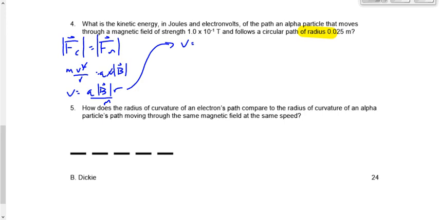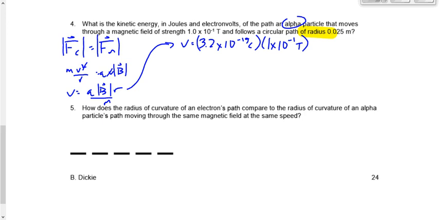So Q, this is an alpha particle. Be careful there. The charge of an alpha particle is 3.2 times 10 to the negative 19. Good. Another common mistake is getting in the habit of using an electron. We use an electron so often that sometimes we see an alpha particle and forget to change the charge to 3.2. B is 1 times 10 to the negative 1 Tesla.